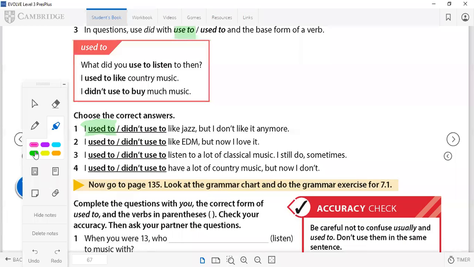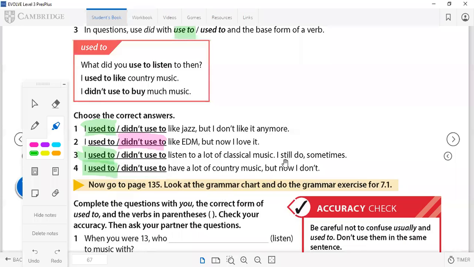3. I used to listen to a lot of classical music. I still do sometimes. Solía escuchar música clásica. 4. I used to have a lot of country music, but now I don't. Solía pues tener mucho este tipo de música, pero no, ahora ya no. Okay. So far so good, I guess. Right?